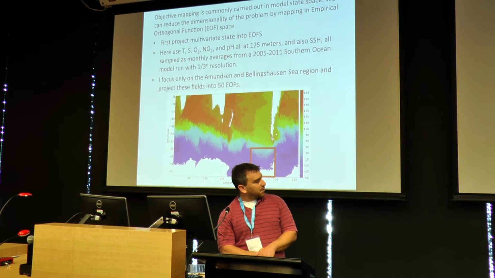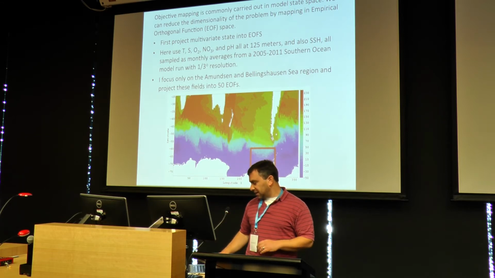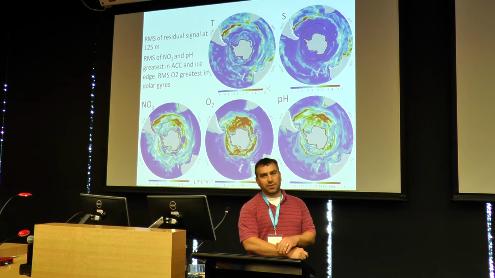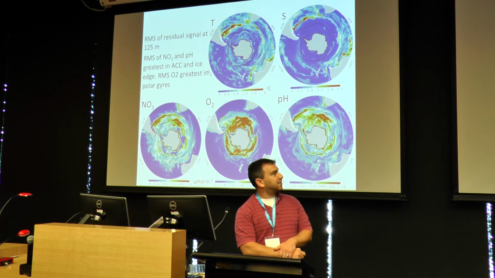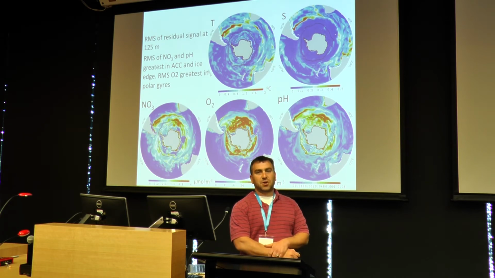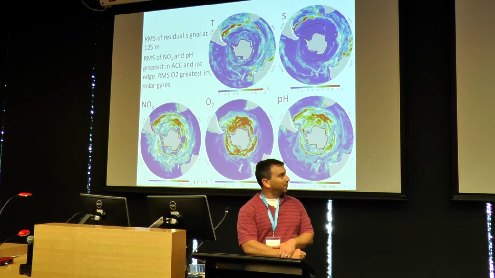Okay, so here's the domain. First, I will show the whole globe and just show what the RMS, or the standard deviation, of the signal looks like. I've already taken out the seasonal cycle and the trend, and you'll notice that these variables don't vary in the same way, especially in a circumpolar view.